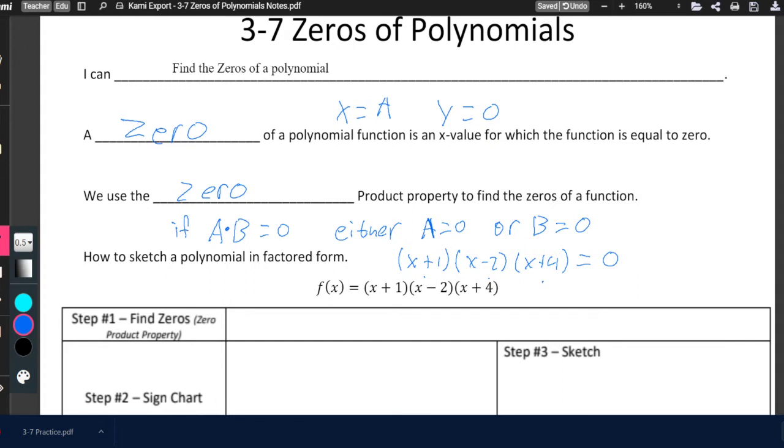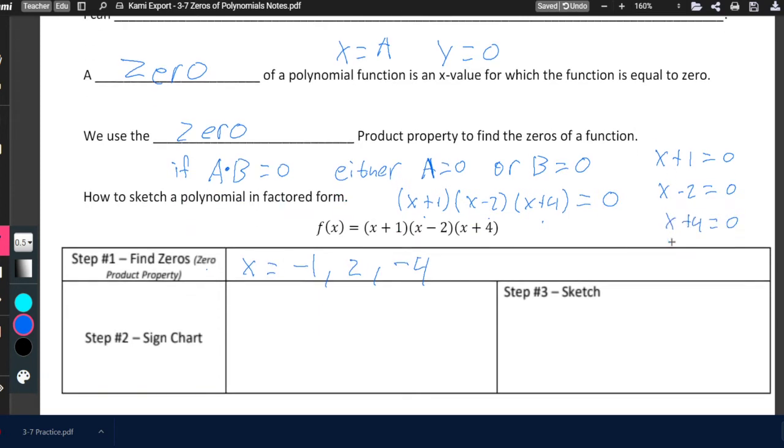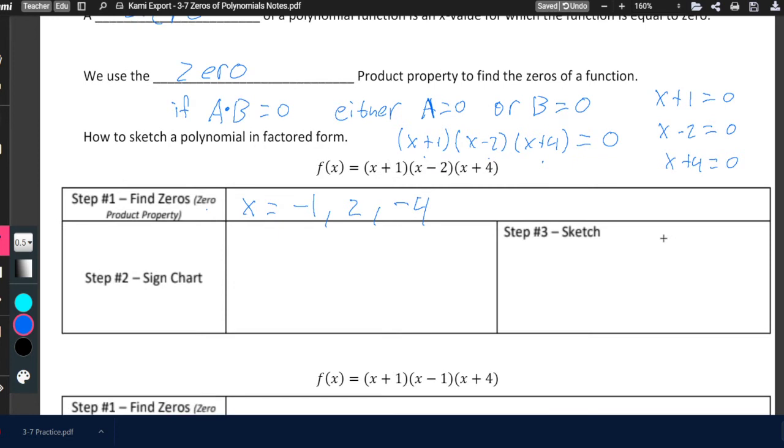So we would have, and this is also our first step for our table, so that's why we're doing it now, we set each individual piece equal to 0. So we'll have x plus 1 equals 0, x minus 2 equals 0, and x plus 4 equals 0. And then we solve for x. The first one gives x equals minus 1, the second x equals 2, and our last one x equals minus 4. You can write it in that fashion, or you could write x equals each time. It's perfectly fine with me. So what it's saying is that when x equals negative 1, 2, or negative 4, y equals 0.